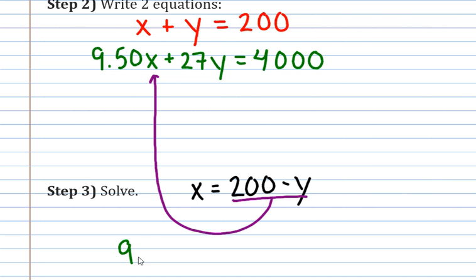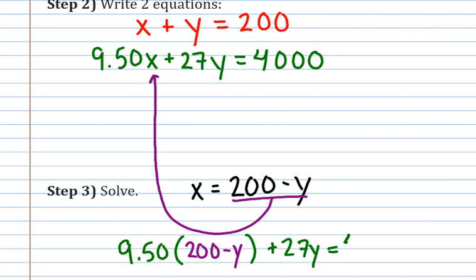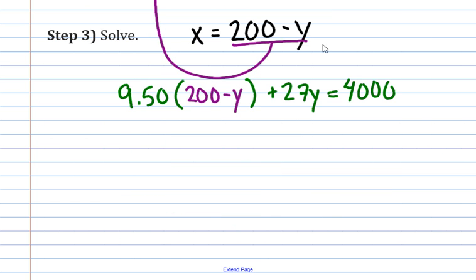I then get $9.50, and instead of writing x, I'm going to write what x is actually equal to. X is actually equal to 200 minus y, because however many shares of y you buy, x will be 200 minus y of them, plus 27y is equal to 4,000. Now you'll notice my equation only has y's to deal with, so I can solve it.